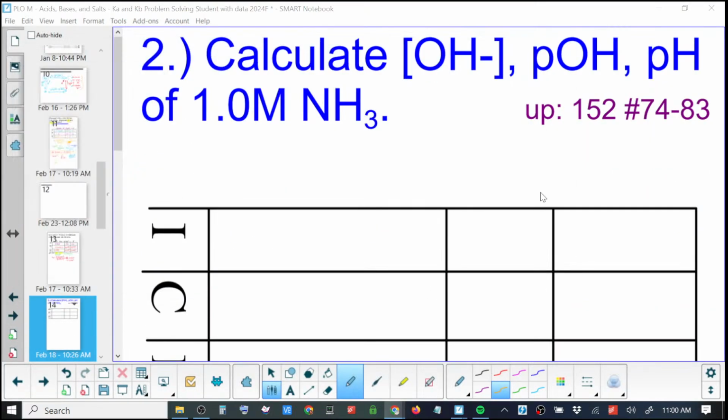Calculate the concentration of OH minus, pOH and pH of 0.1 molar NH3. Are we doing it as a... No, if we do an acid formula, we're not going to be able to get anything. Because it's a strong base and we're calculating for pOH, OH, and H+. Yes, and it's a strong base too, so if we used it as an acid, we wouldn't be able to get anything.